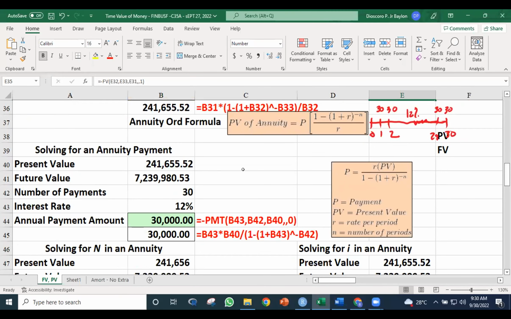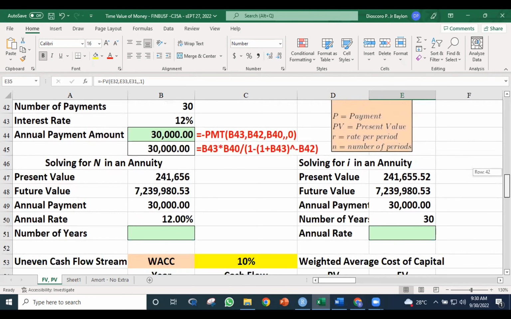And we also learned how to compute if we're given the present value or the future value. Given a present value, we can answer how much is the equivalent annuity. Or if you have the future value, what's the equivalent annuity for this future value? So we are able to compute that using Excel. Okay, now let's go to solving for N.